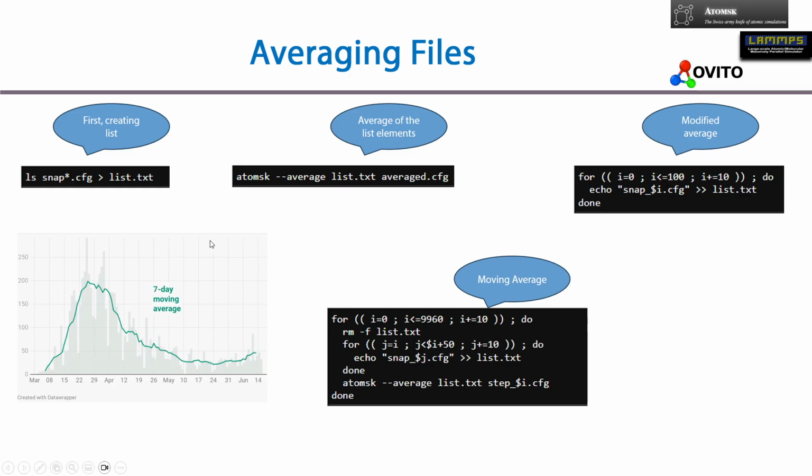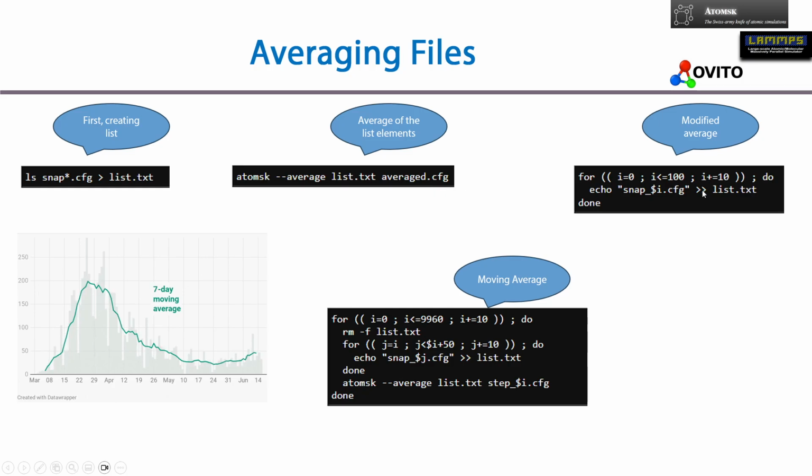So what does averaging files mean? First, you need to create a list. As you can see, by using L as the terminology for creating a list, I am creating a list of all the CFG files. The snap star means snap and the number of the file. Then, in this txt file which contains all the snap files, I'm averaging those, and all the averaged configuration that I find is stored in a file named average.cfg. So this is the general way of creating an average.